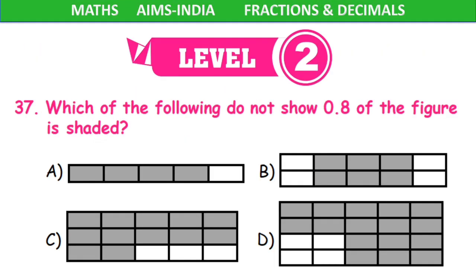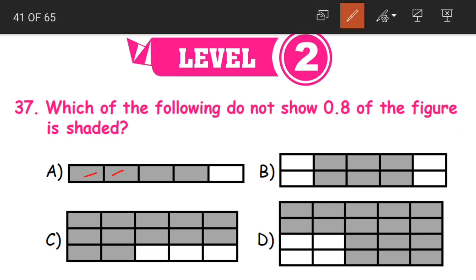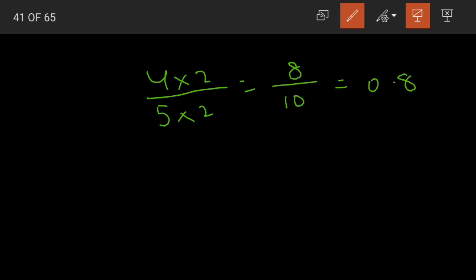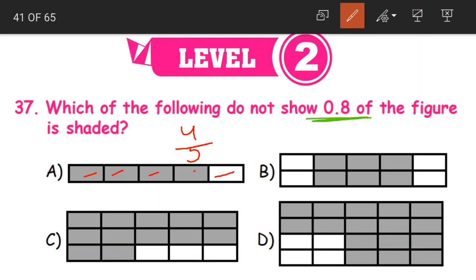Next question. Which of the following does not show 0.8 of the figure is shaded? If you look at the first one, we have 1, 2, 3, 4. 4 shaded out of 5. Now 4 by 5, if we convert it into a decimal, what would it be children? 5 2s are 10, 4 2s are 8. It will be 0.8. Yes, even in the question they are asking that it should not be 0.8. This is 0.8, so this will not be our answer.